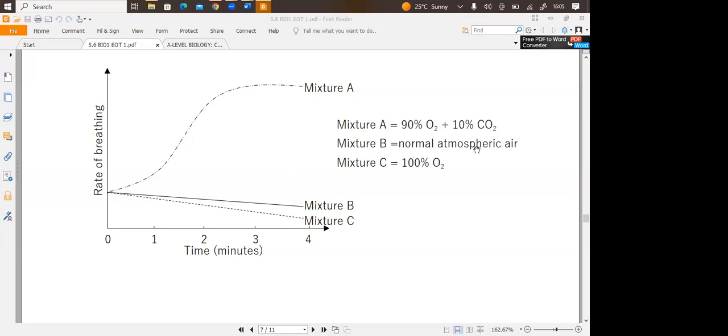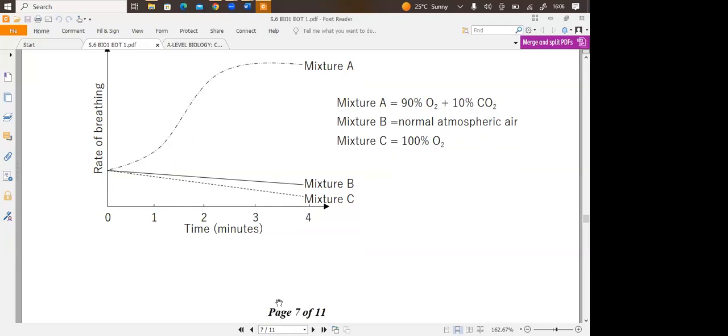Someone is asking the concentration of carbon dioxide in mixture B. They're saying it is normal atmospheric air. Now, what is the concentration of carbon dioxide in atmospheric air? That thing you should be knowing. Then now let us go to part B.